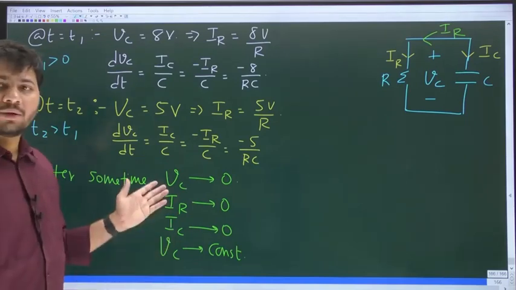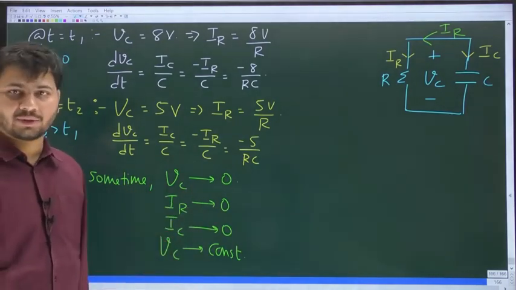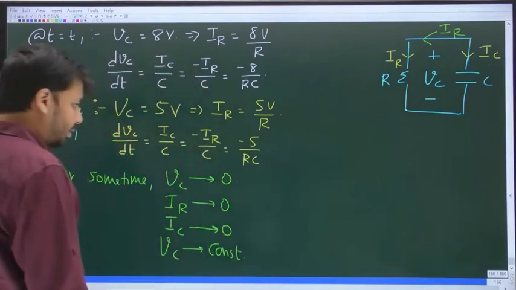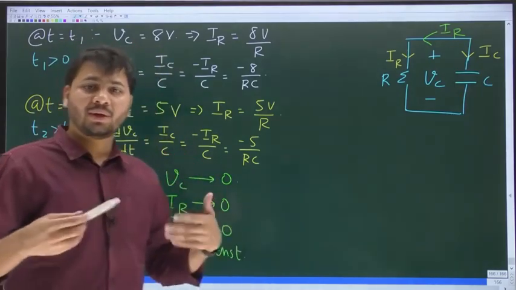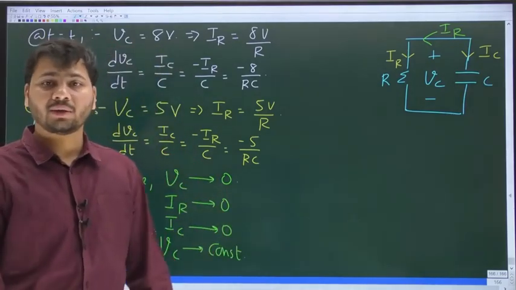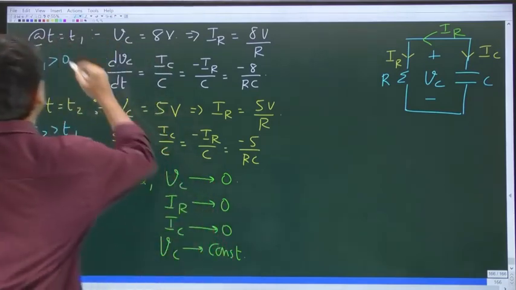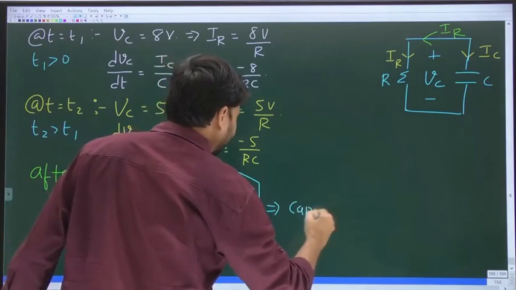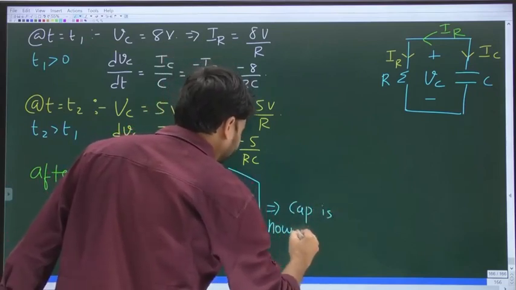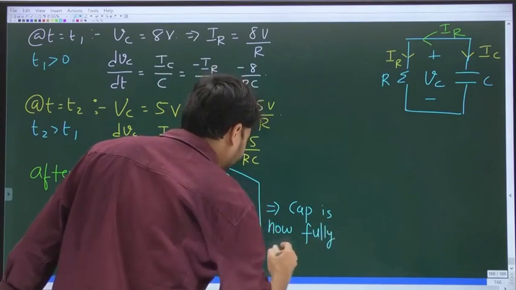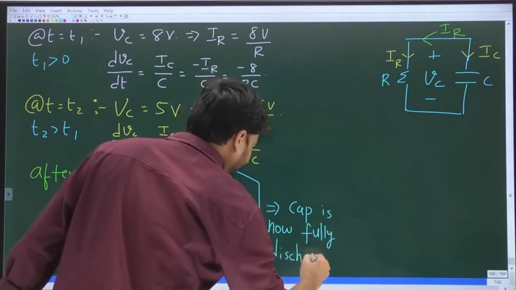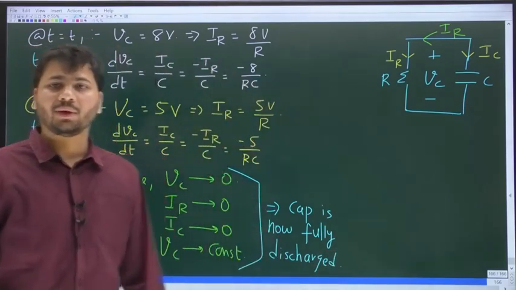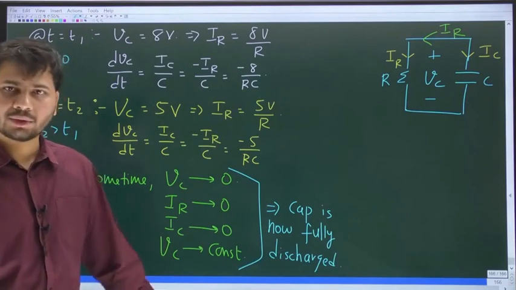Vc will become constant. But already Vc has become what? 0, and now Vc remains what? Constant. That means Vc will remain at 0. Vc remains at 0. That means what? Cap has now gotten fully discharged. Okay. Cap is now fully discharged. Understood? That's all.